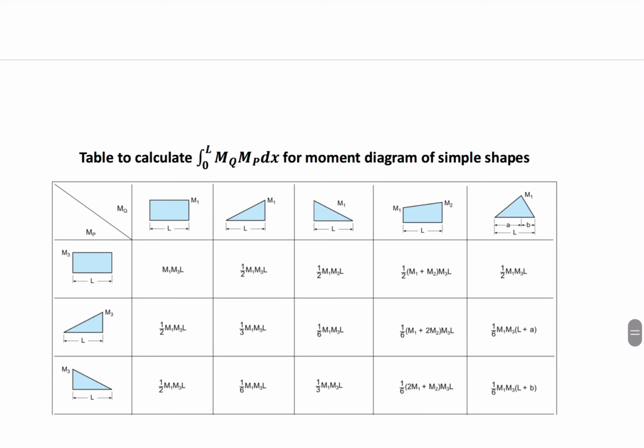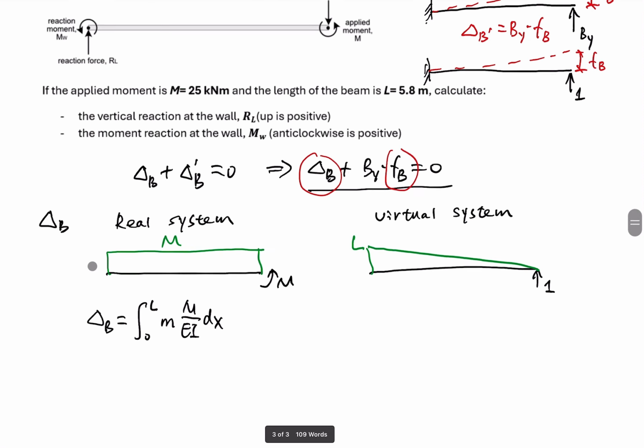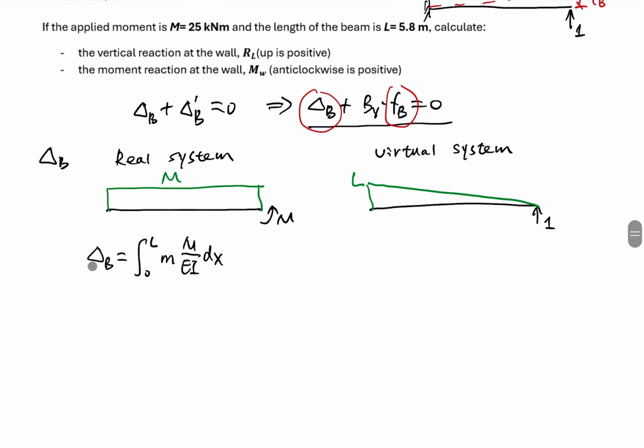One bending moment diagram shown here is a rectangle. The other bending moment diagram is a triangle. So the expression for these integrals is 1 over 2 M1 M3 times L. M1 is the maximum magnitude of this bending moment. M3 is the maximum magnitude of this bending moment shown here. So after we know this, we can use visual integration to evaluate these integrals.